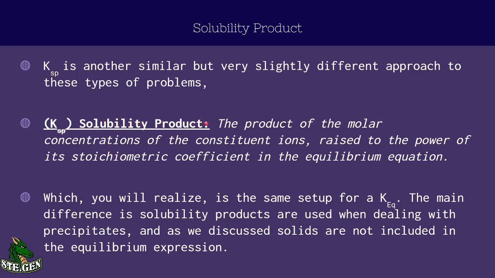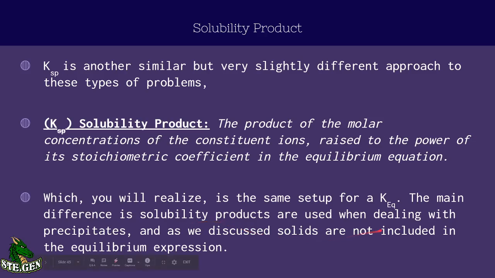Ksp is the solubility product. It's the product of the molar concentrations of the constituent ions raised to the power of the stoichiometric coefficients in the equilibrium equation. So this is the exact same thing that we've been talking about. It's the same exact setup as a Keq. The main difference is that they're used when dealing with precipitates. The solubility product is specifically talking about things falling out of solution.